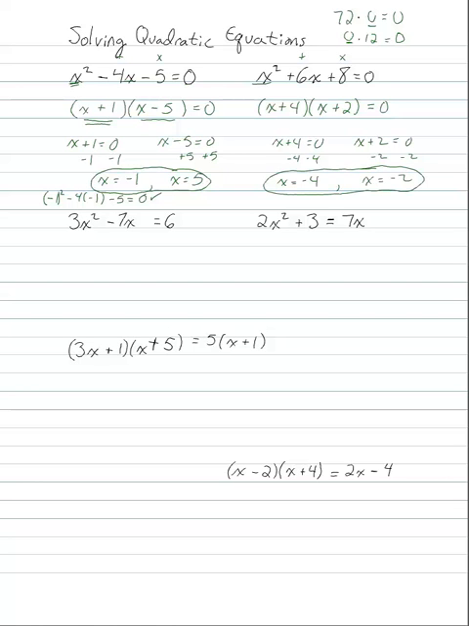Okay, let's look at the next one. 3x squared minus 7x equals 6. So I notice right away it's a quadratic. Okay, so I have it being a quadratic, meaning I want to factor it. But right now, if I factor it, it's going to equal 6.